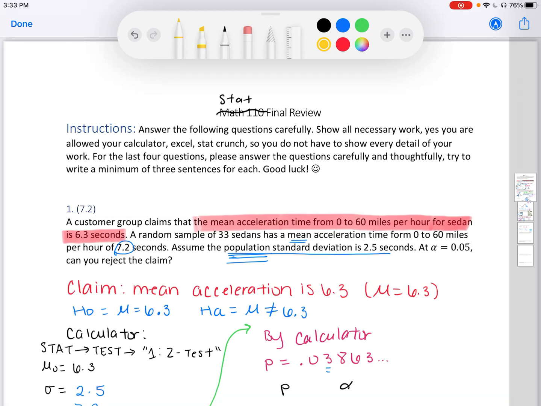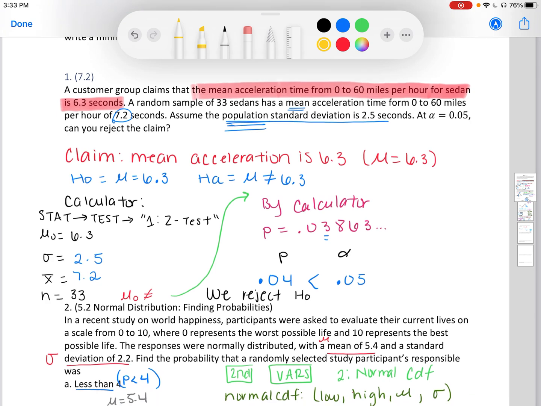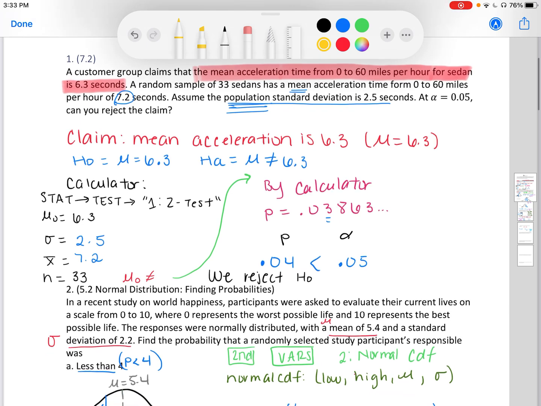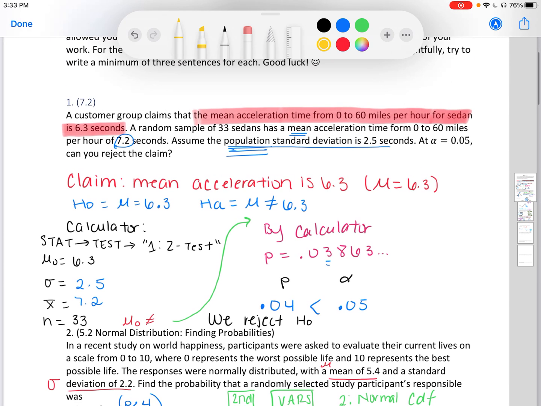Hi there. This is our review for our statistics final. This is essentially what your final will look like. Your job is to answer these questions and show work fully for the first set. First question is going to be a hypothesis test question. You can take a look at more examples from section 7.2.